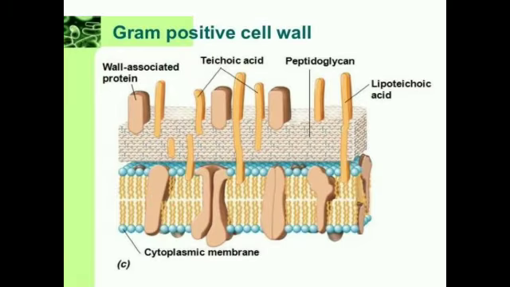Here is the cell wall of gram positive bacteria. It indicates the peptidoglycan present, which is made up of the teichoic acids. Then the teichoic acids are present, and the protein molecules are also present. Here the cytoplasmic membrane is also present just beneath the cell wall.